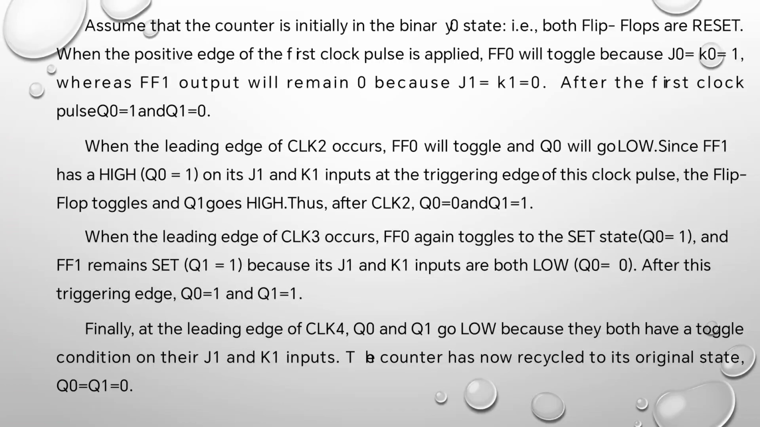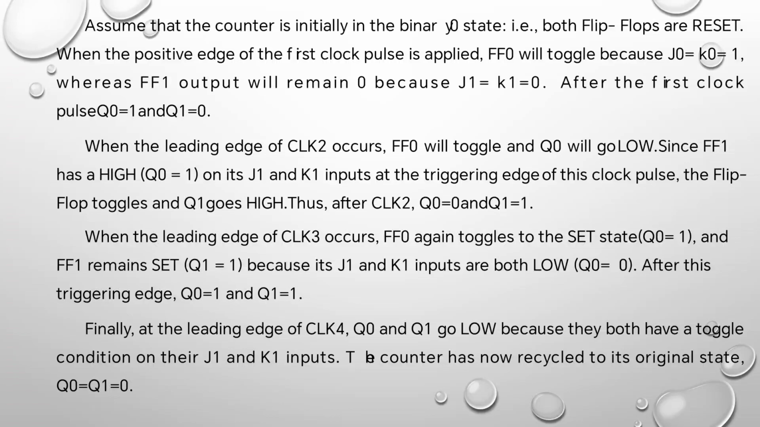When the leading edge of clock 3 occurs, flip-flop 0 again toggles to the set state and flip-flop 1 remains set because its J1 and K1 inputs are both low. After this triggering edge, Q0 equal to 1 and Q1 equal to 1.